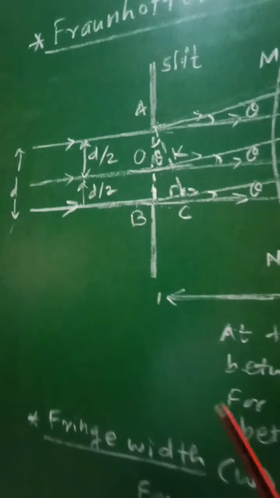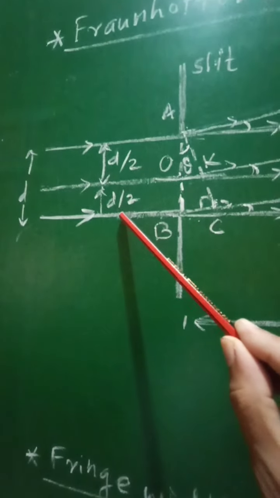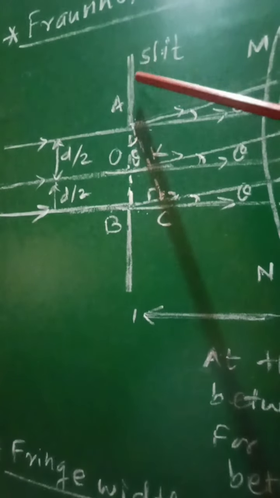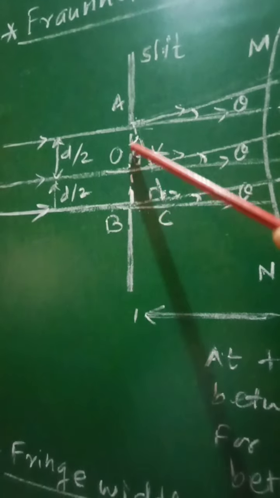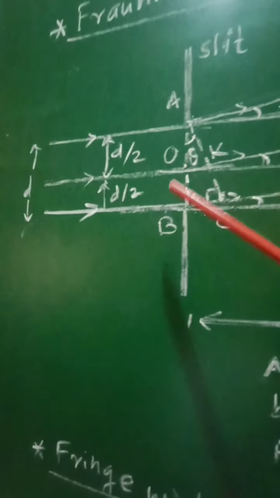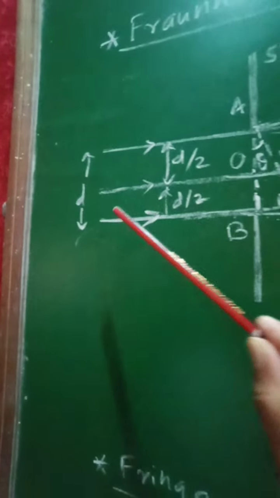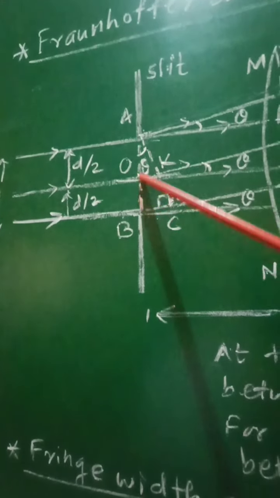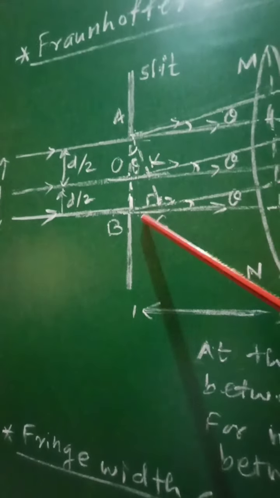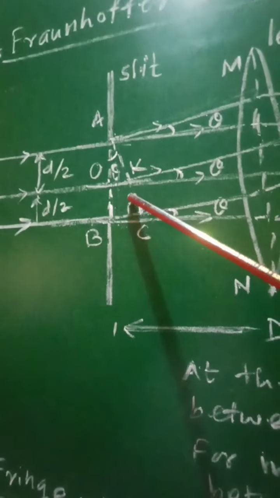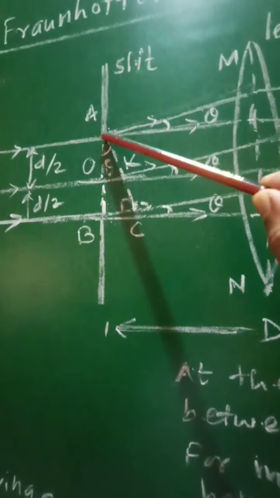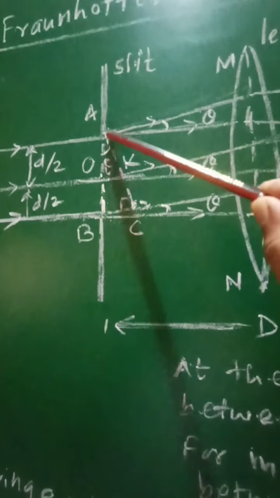And therefore, let us consider a parallel beam of light is normally incident on this slit AB, whose width AB is equal to D. So the width of the slit is equal to AB. Now let O be the center of this slit AB.